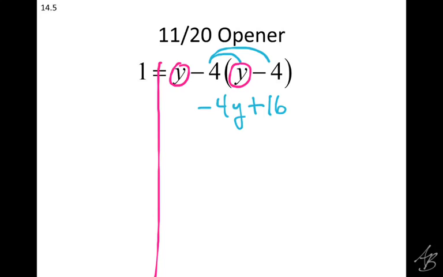What do I do with everything else? Bring it down. Bring it down. All right, so the y is going to come down here. Get our equal sign on the line and 1 over there.